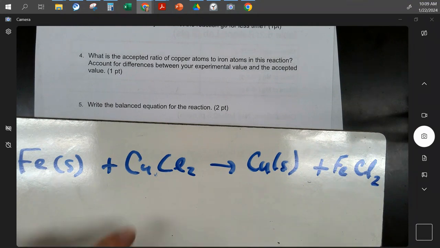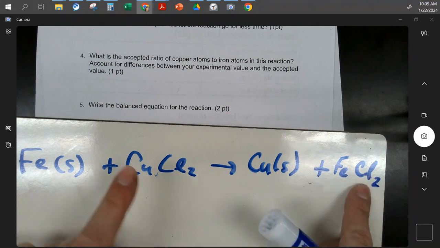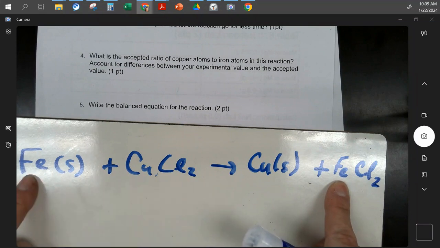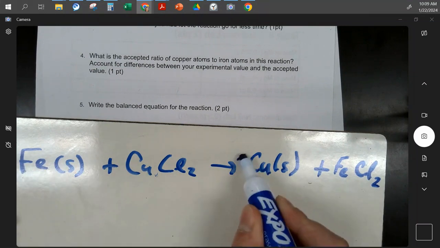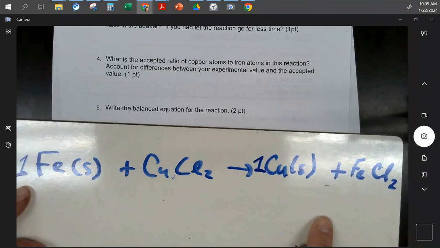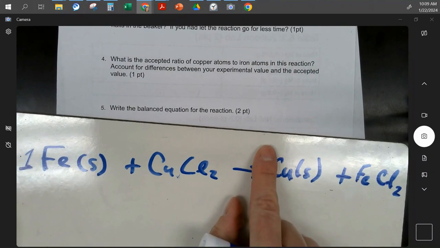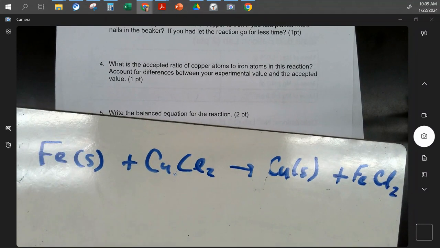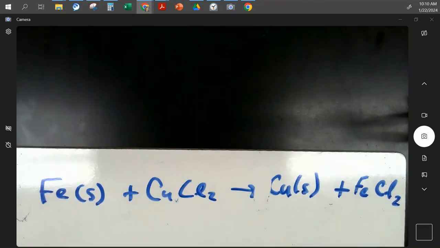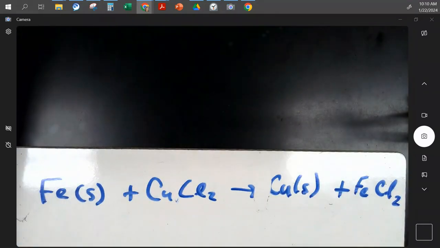Yeah, balanced. 1 copper, 2 chlorines, 2 chlorines, 1 iron, 1 iron. And this is where we're getting it's 1 iron for 1 copper, 1-to-1 ratio. Okay, you don't have to write the coefficient. I'm just showing you that coefficient. Okay, write the balance equation. Questions for me so far? Okay. All right, so I think that is the first part.